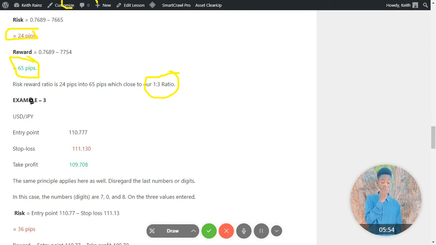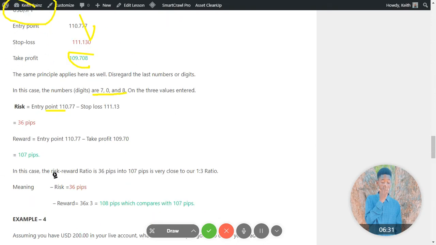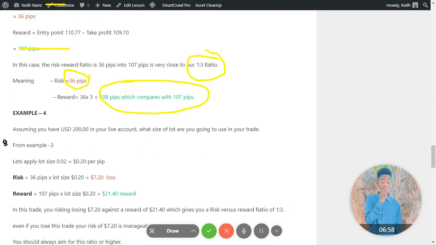So let's go to example number 3. This one is US dollar and JPY. Let's say the entry point is this one, and the stop loss is this one here, and our take profit is this one here. The same principle applies here as well. Disregard the last numbers or digits. In this case, the digits are 7, 0, and 8 on these three values entered. So risk is entry point minus stop loss, which will give us 36 pips, and the reward is entry point minus take profit, which will give us 107 pips. So in this case, the risk reward ratio is 36 pips to 107 pips, which is very close to a 1 to 3 ratio. Okay, so let's go to example 4.